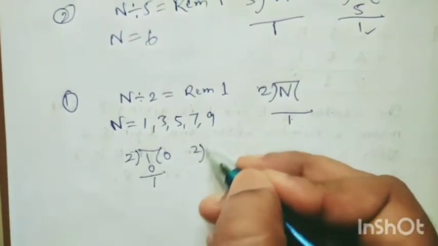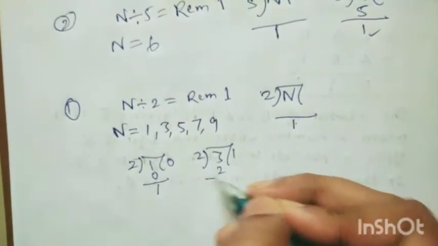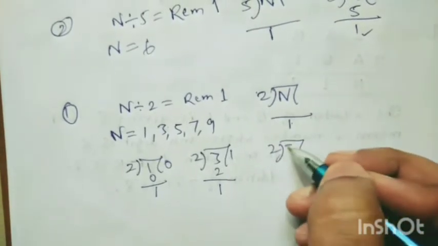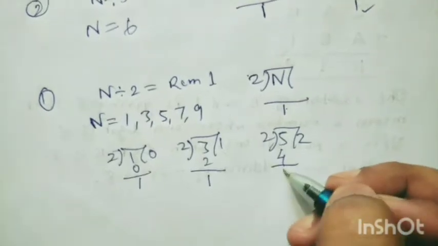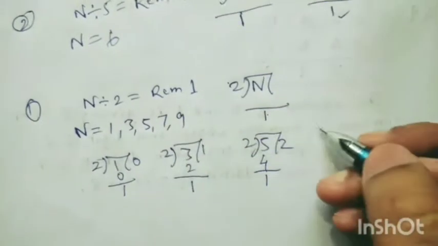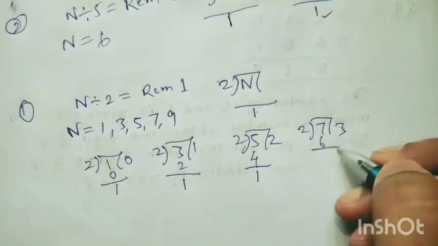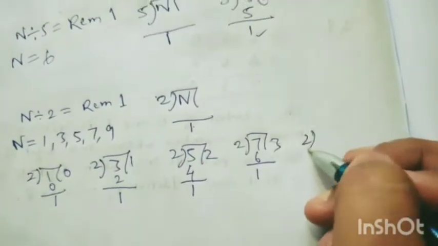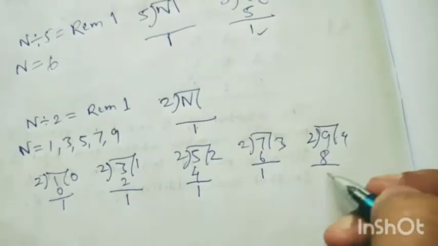Again with 3 you have to see. So 3 take, 2 1 2, so 1 remainder coming. Then 5 take, 2 2 4, so see 1 coming here. Then take 7, 2 3 6, 1 coming remainder, and at last 9. Take 9, 2 4 8, so 1 coming.